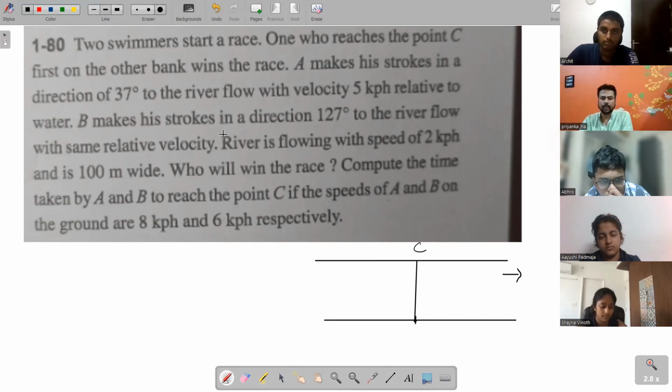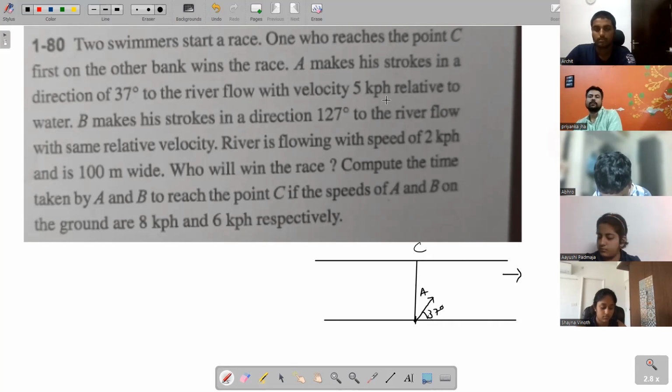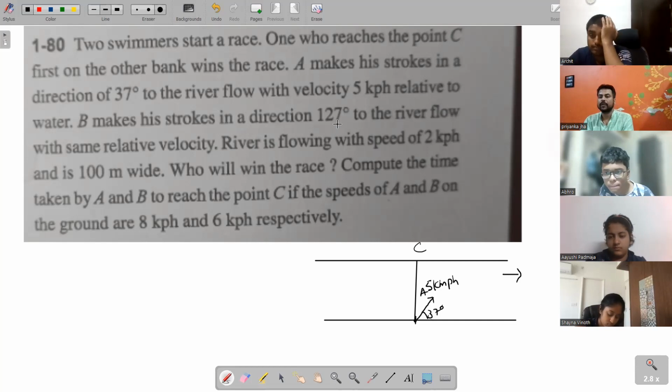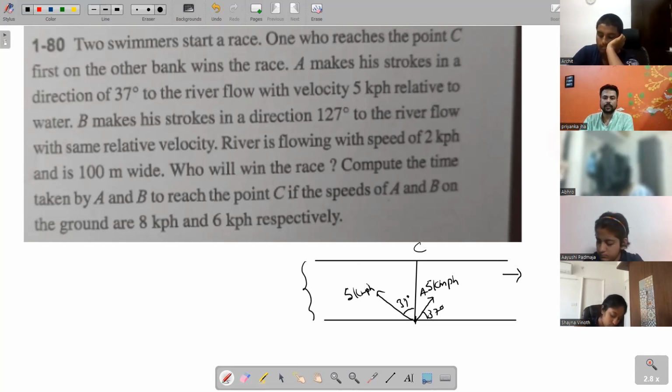So A will make his stroke in a direction 37 degrees to the river flow. Suppose the river is flowing in this direction. So with this direction, A will start somewhere like this, at 37 degrees with the flow of the river, and with velocity 5 km per hour relative to the water. B makes his strokes in a direction 127 degrees to the river flow, with the same relative velocity. So this is 90 plus 37, so this is again 37. The river is 100 meter wide. Who will win the race?